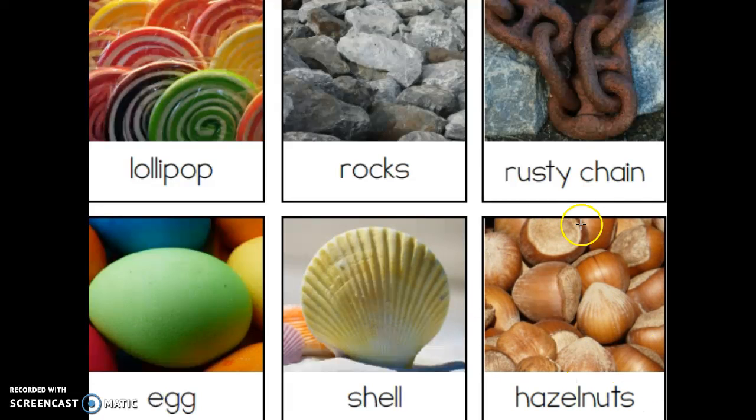This next picture is a little tricky. This is a picture of hazelnuts. And if you look carefully at one nut, you may see that there are multiple textures here. So when you look at a hazelnut, decide, is it hard or soft? And then look at the two different parts. Do you think they're both rough or both smooth? Or do you think it might have two different textures? Talk with your buddy and see what you guys think.